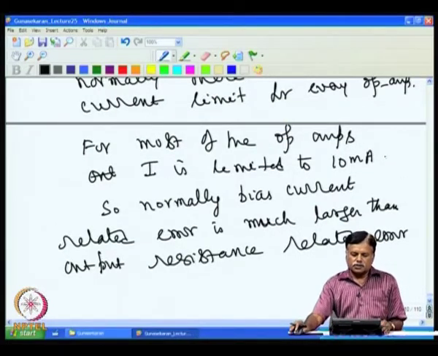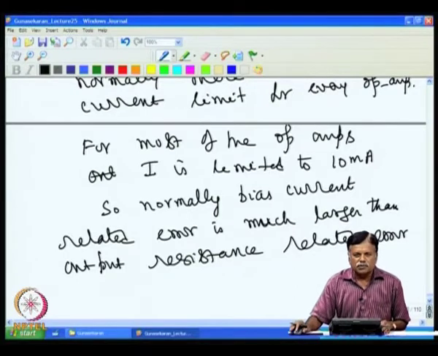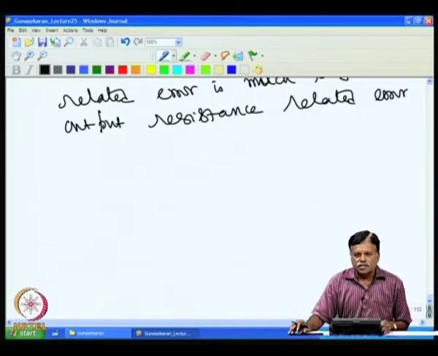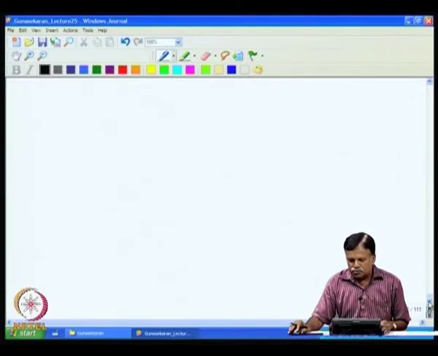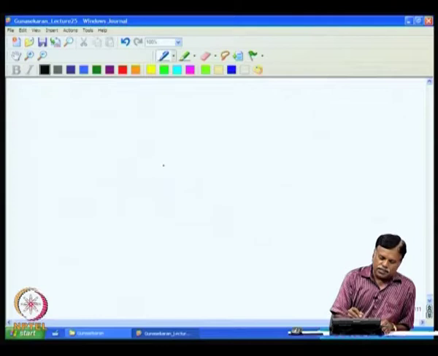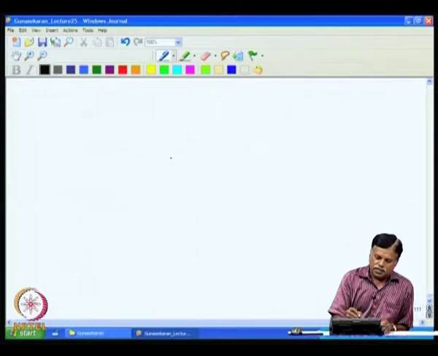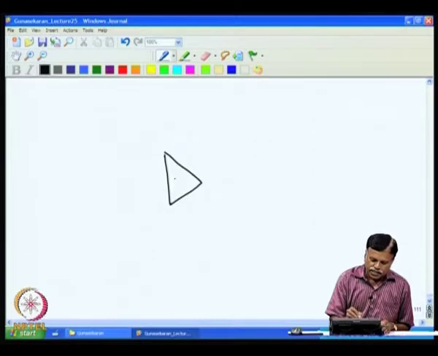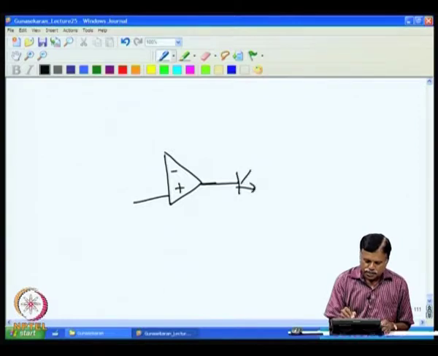Normally we are not much worried about the output resistance error, but in some cases when the current drawn is much larger, this error is a problem. For example, if I want to load heavily at the output, since the op amp current is also limited, what we normally do is reduce the output current using a transistor. If I need a very high current, the normal practice is to take the op amp and put a transistor.